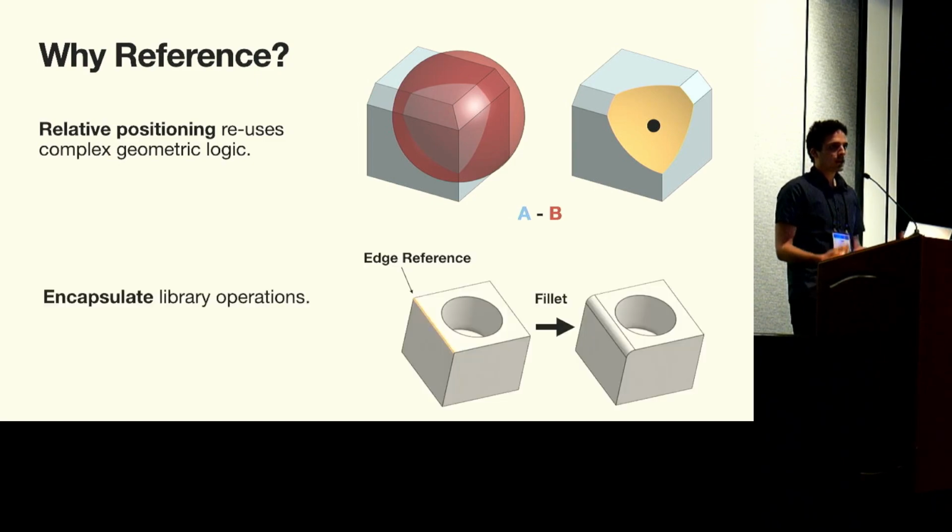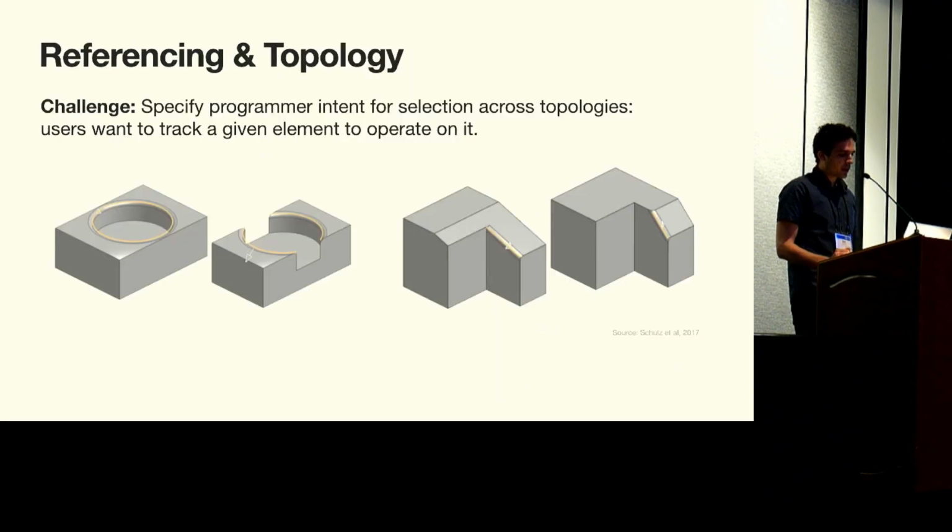And it allows more operations to be encapsulated. So this idea of rounding off an edge, we would like the CAD system to be able to do this for us. We don't have to redo this operation, place elements globally next to each other all the time. So referencing is good. However, referencing is also pretty hard.